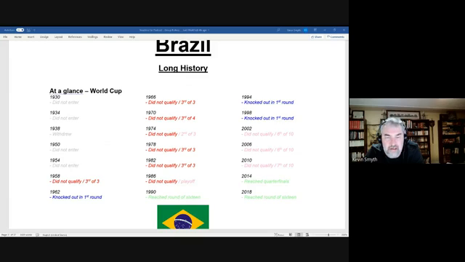Further wins in 1994 and 2002 established them as the most successful soccer nation with 5 titles. However, 2014 saw them hosting again, and just like in 1950, it ended in tears. Expectations of glory became humiliation with a shocking 7-1 loss to Germany in the semi-final.